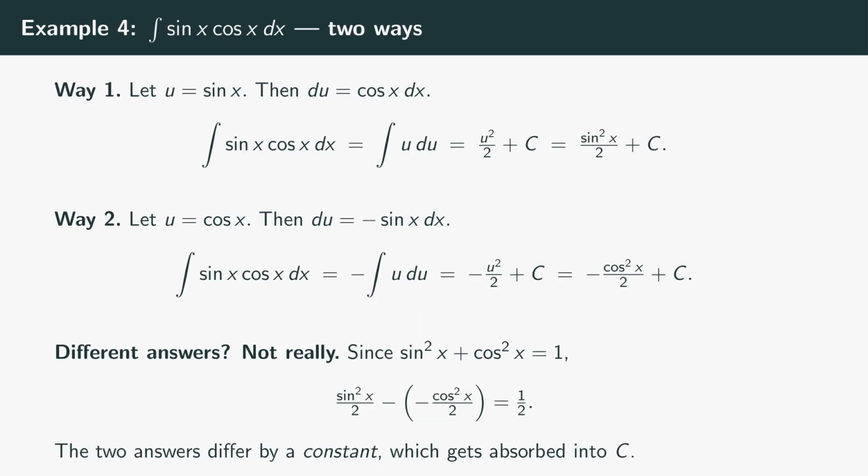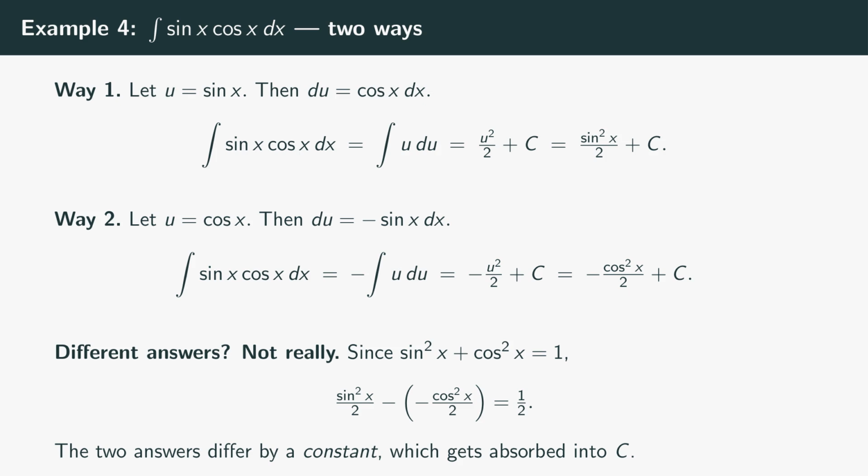Fourth example, my favorite, because it illustrates something subtle that confuses students. Compute the integral of sine x times cosine x dx. The integrand has two obvious choices for u. Either factor's derivative shows up as the other factor, up to sign. Try it both ways. Way 1, let u equals sine x. Then du equals cosine x dx. The integral becomes the integral of u du, which is u squared over 2 plus c.